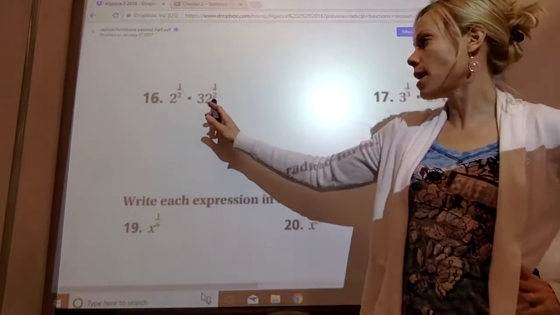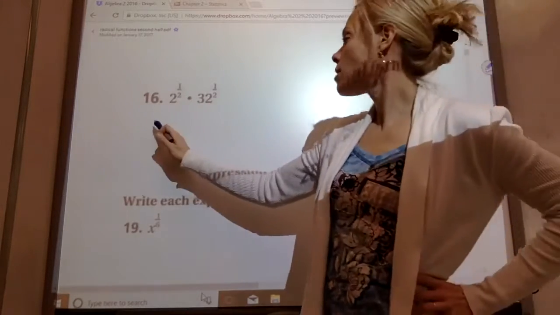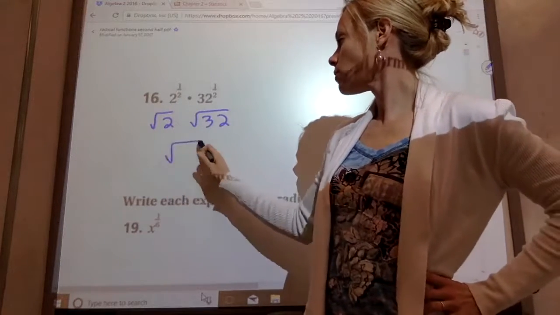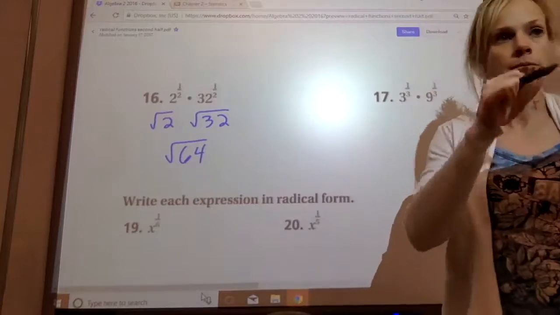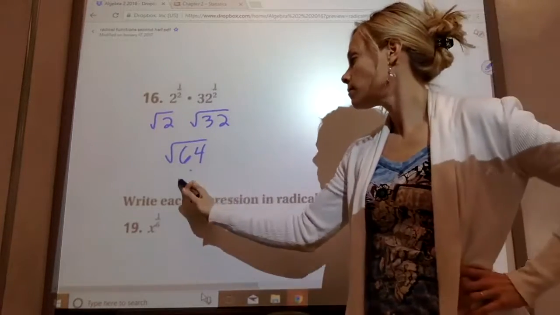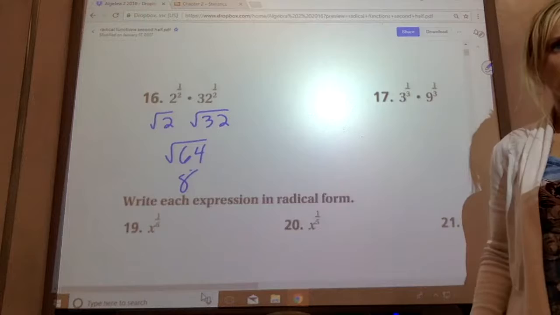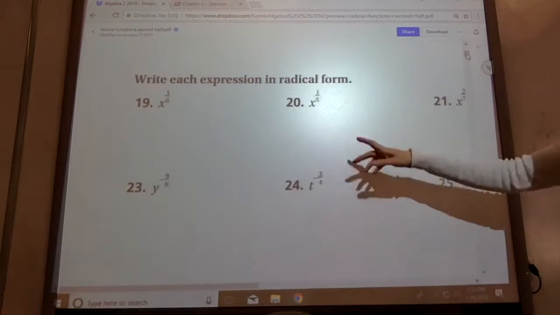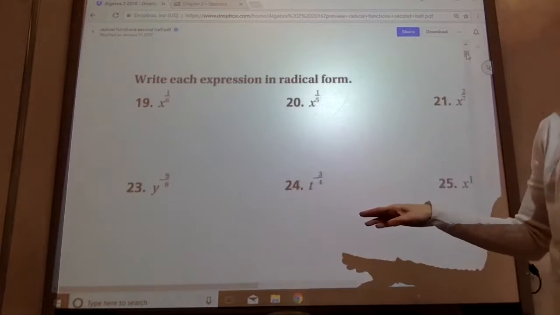Again, half and half, 2 and 2. So I can change that square root of 2, square root of 32, which would be square root of 64, which is 8. And I can multiply. Practice putting rational exponents into radical form.